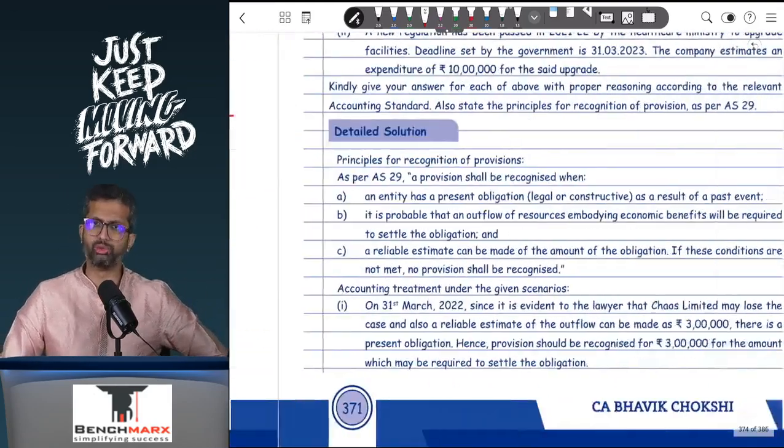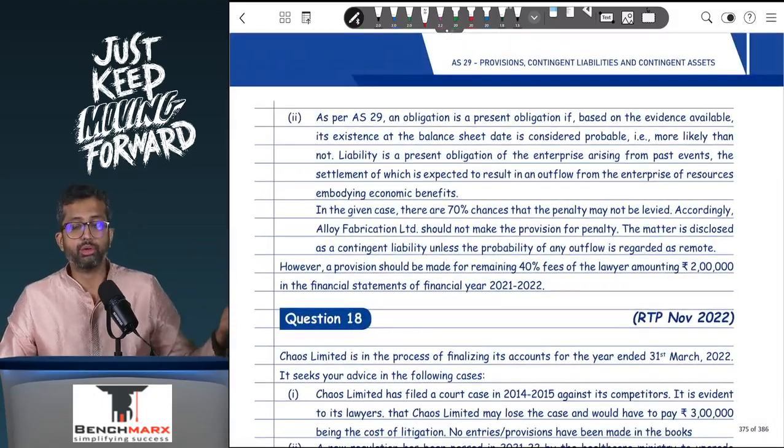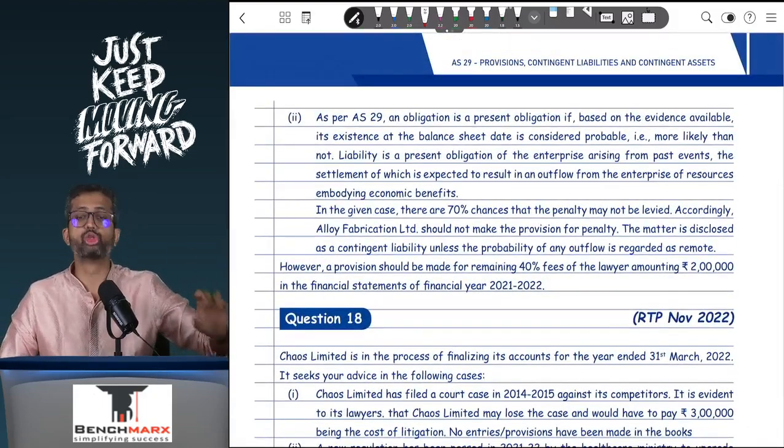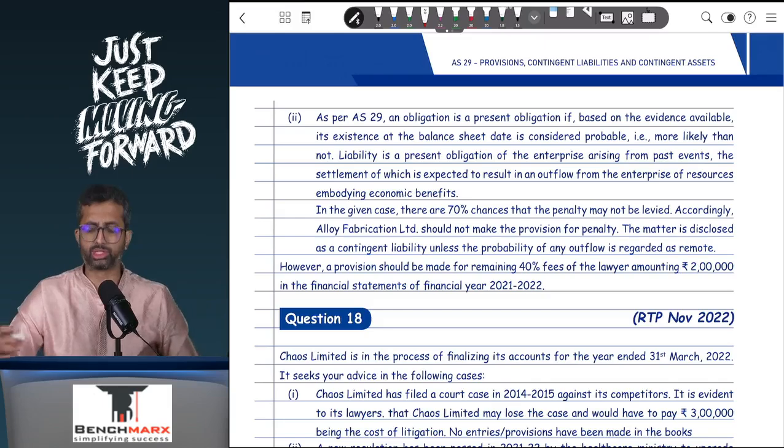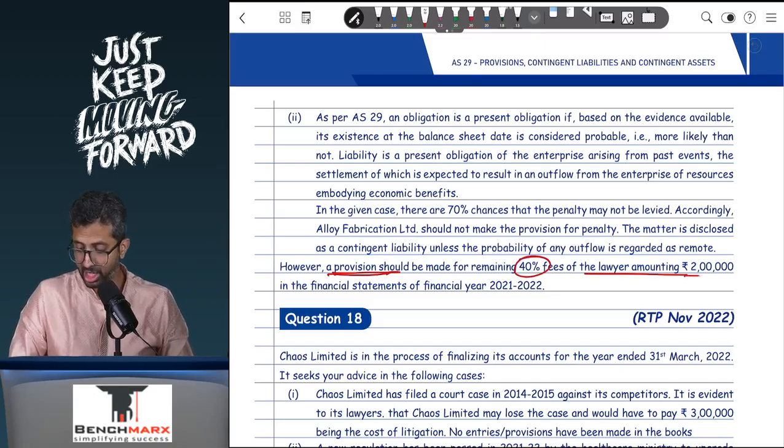Now a student might always argue, and rightly so, that sir, should you record it always? Well, it should be recorded when the legal fees are rendered. If the legal services are rendered, then you can record it. Otherwise, you will record it as and when the services are going to be rendered. The institute has assumed that services must have been rendered, so provision should be made for 40% of the fees amounting to 2 lakhs in the financial statements.